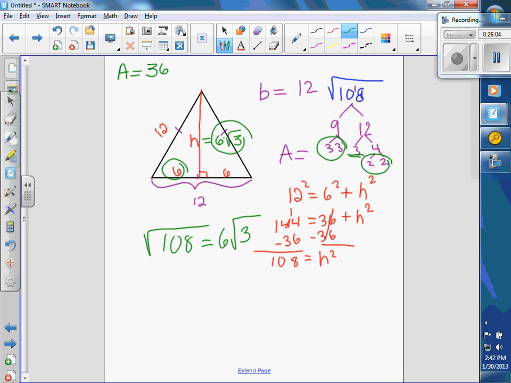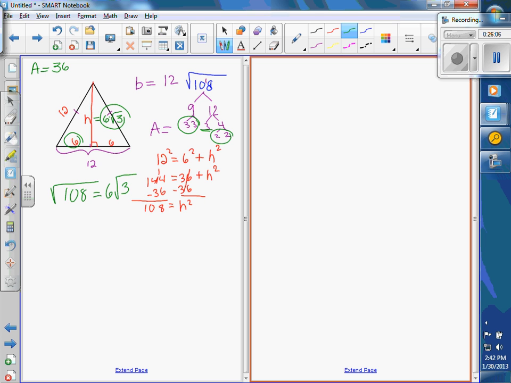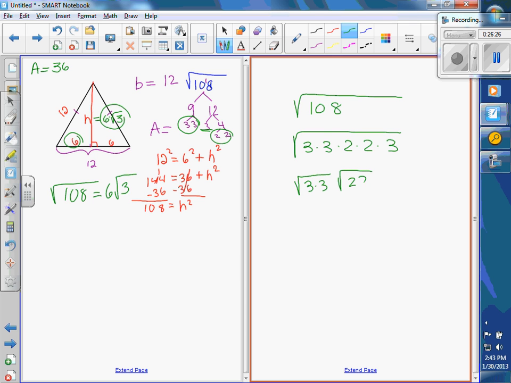I had to think about how I wanted to answer that. So what is really going on is 108 is the same as the square root of 3 times 3 times 2 times 2 times 3. Okay? And because they're products, you can write them as the square root of 3 times 3 times the square root of 2 times 2 times the square root of 3. And so this is 9, which is 3. And this is 4, so that's 6. But this is just plain old square root of 3. Oh, that makes so much more sense.